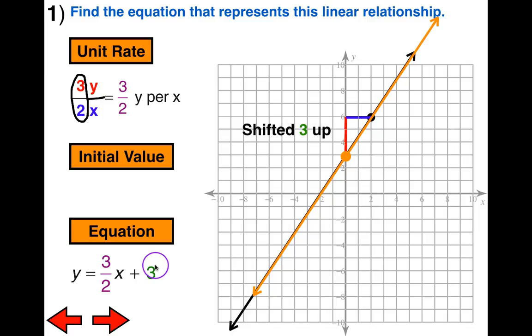So the only thing different from a proportional relationship is the black line was shifted up 3, which requires me to put plus 3. Now, as for our initial value, it started right here, which is (0, 3). So here I can say at x equals 0, y equals 3.